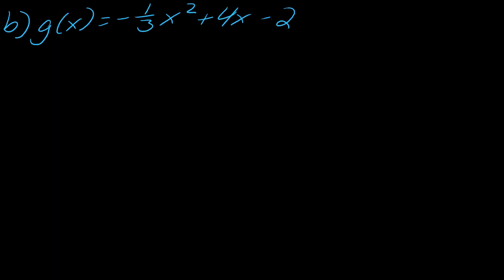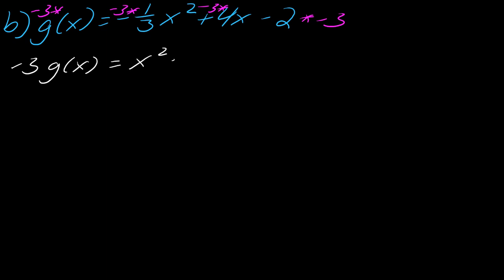Okay, so now for this example, we're going to do the same thing. First I've got to clear that fraction. To do that, I'm going to multiply everything by -3. Hopefully you can see I've multiplied everything by -3. It's going to look a little goofy, of course, with this g of x, but that's okay. And then this is x squared minus 12x plus 6.